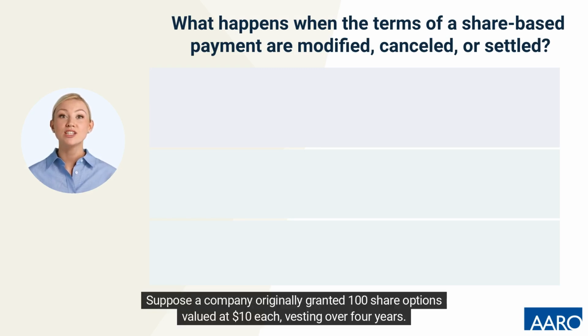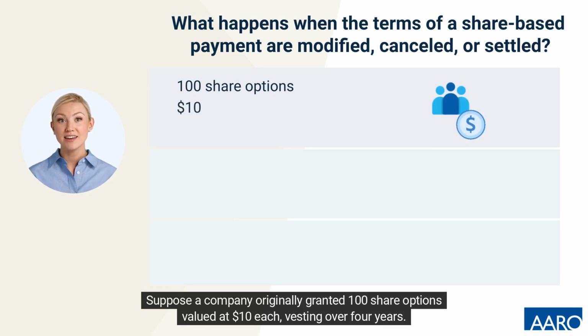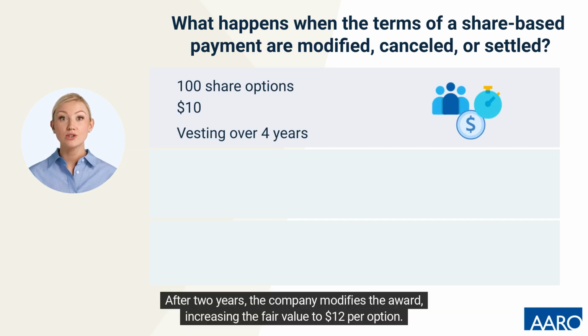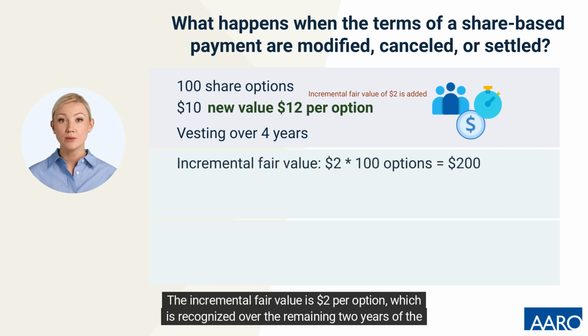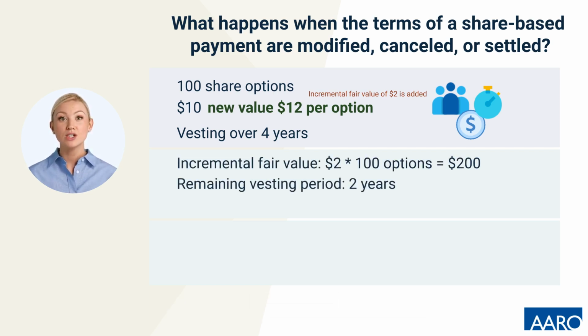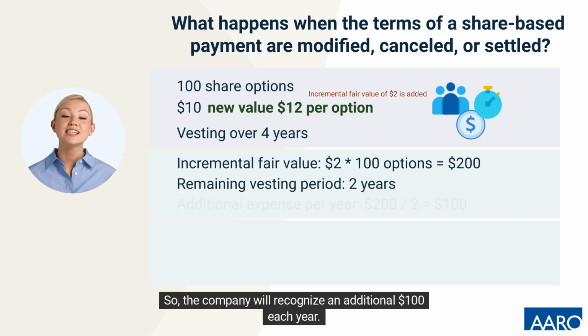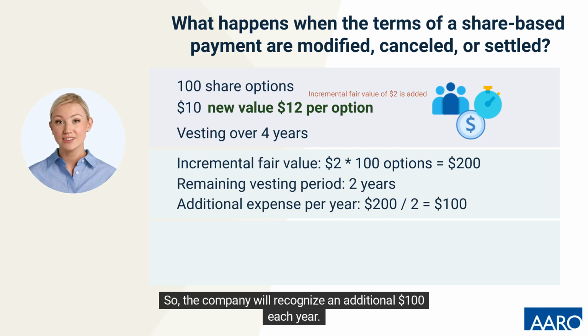Suppose a company originally granted 100 share options valued at $10 each, vesting over 4 years. After 2 years, the company modifies the award, increasing the fair value to $12 per option. The incremental fair value is $2 per option, which is recognized over the remaining 2 years of the vesting period. So, the company will recognize an additional $100 each year.